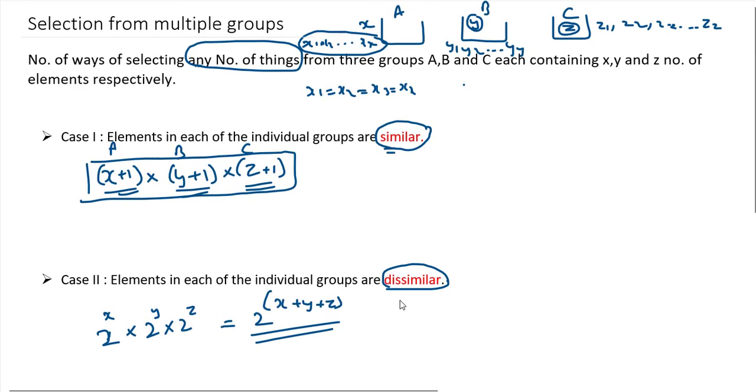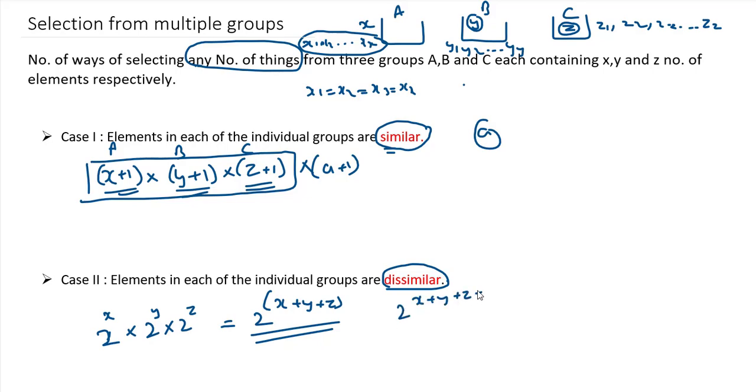So in this way you can apply this formula for selection from groups. This formula is not restricted to only three groups. You can add as many groups as you want. Had there been, let's say, a fourth group containing a elements, this formula will be extended to a plus 1. Likewise, even this formula can be extended to 2 raised to x plus y plus z plus a. So this is the basic idea of selection from multiple groups.